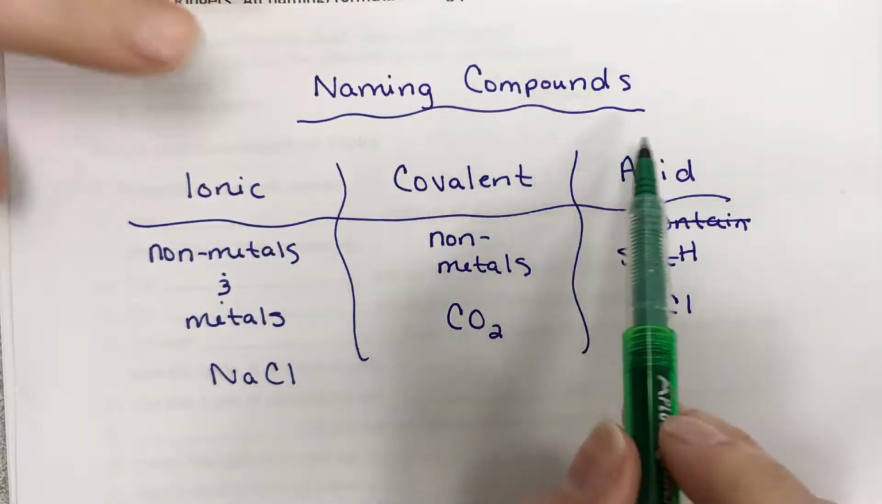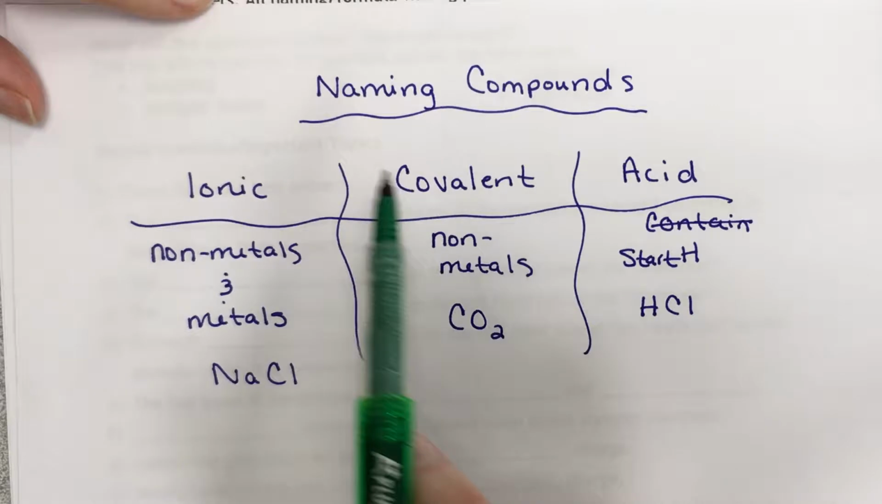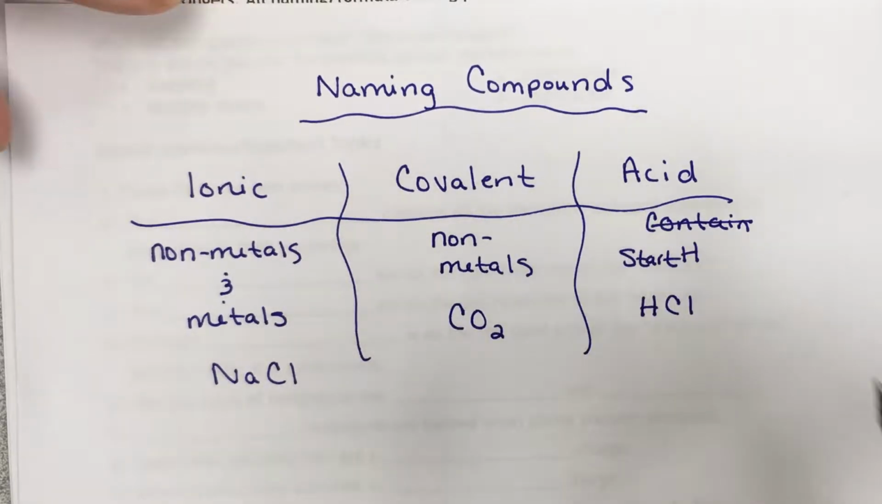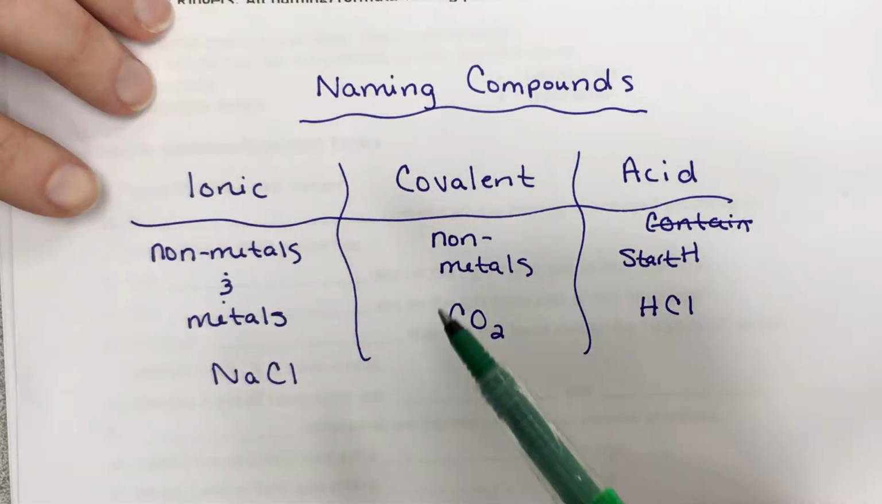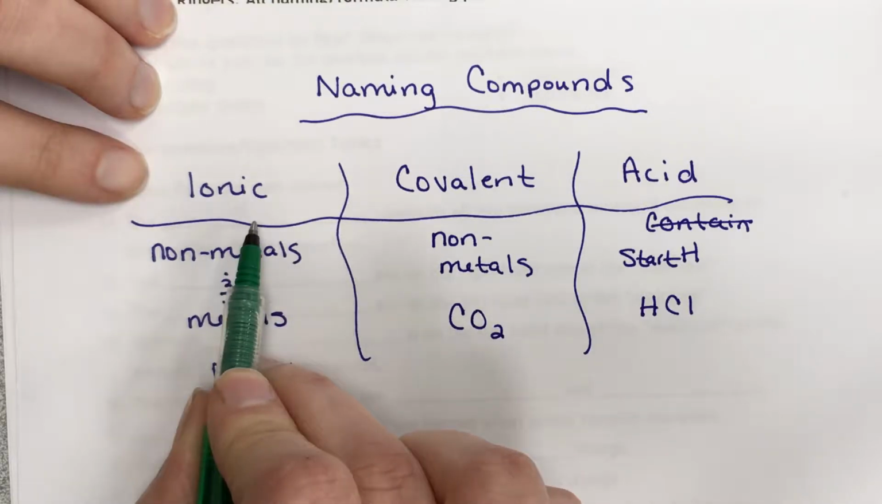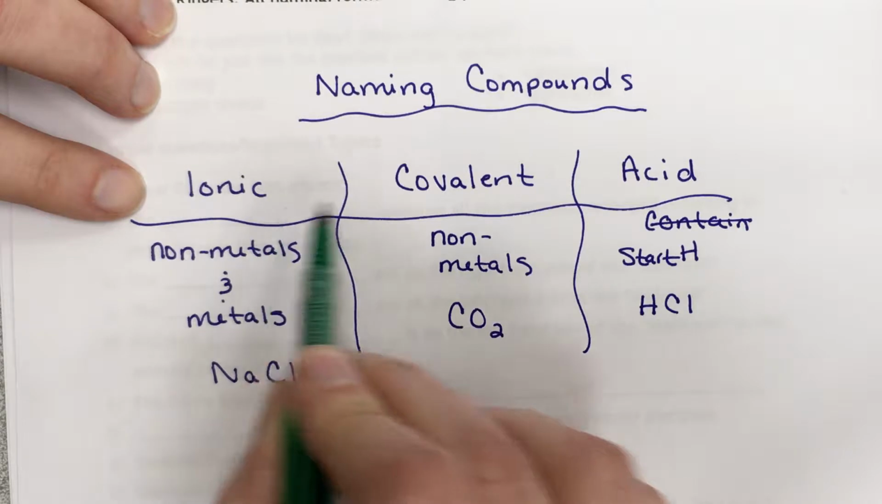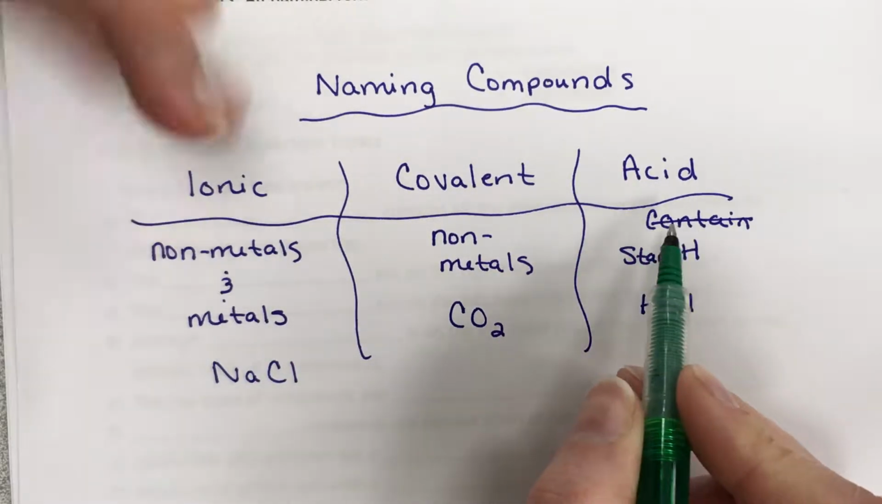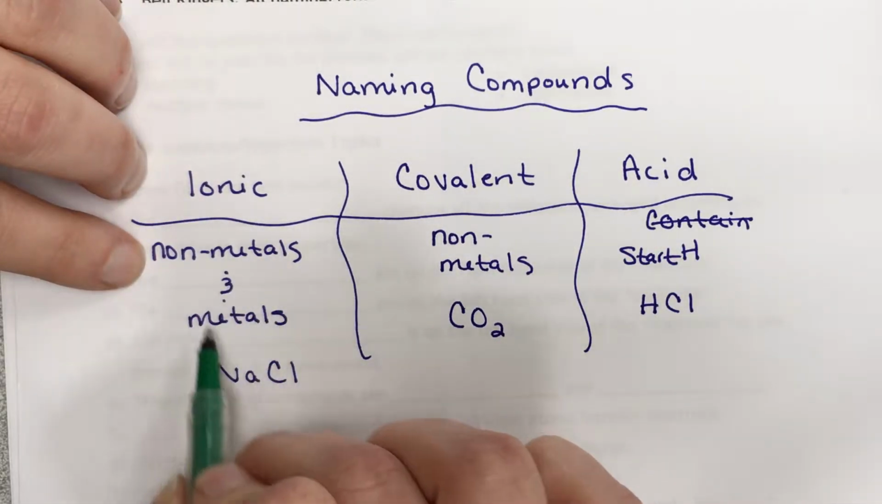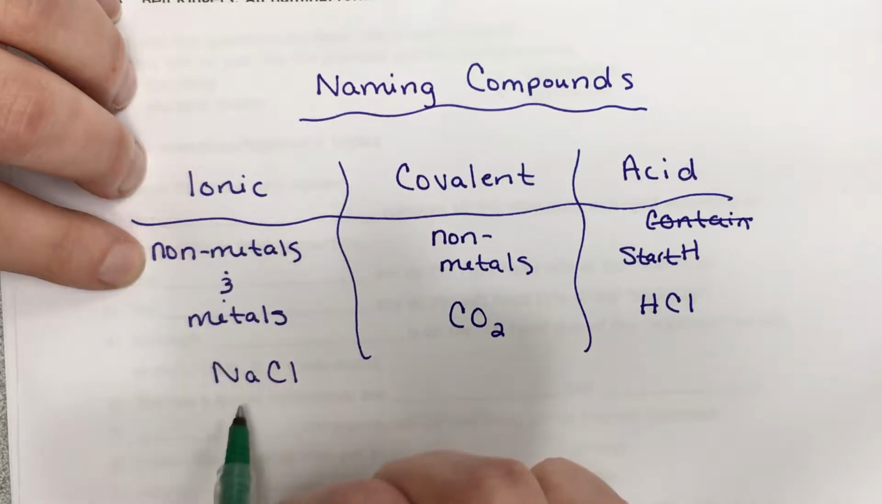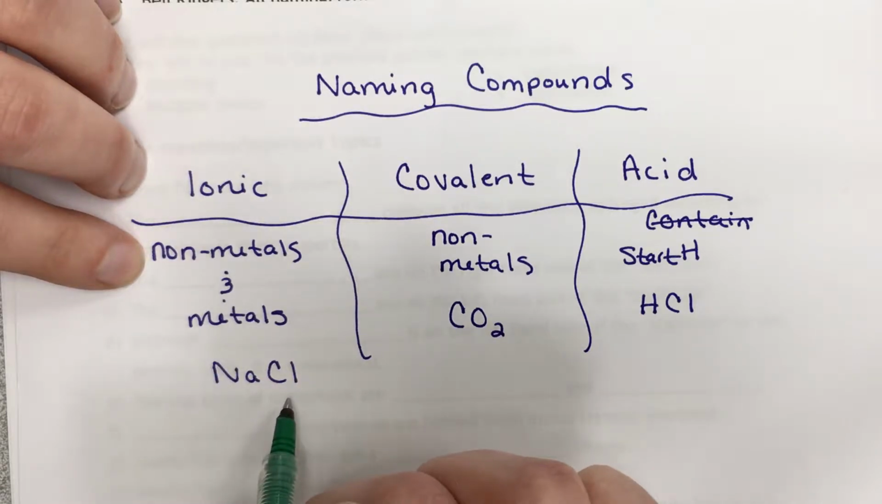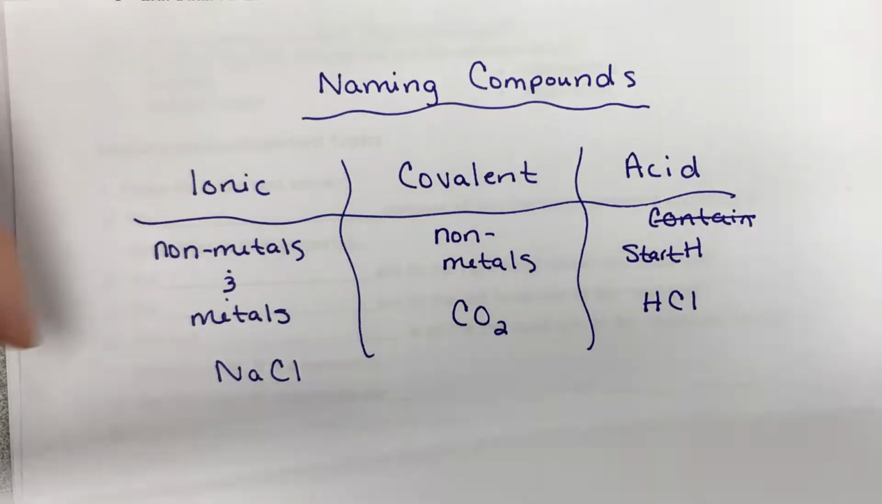So naming compounds is the topic. All we're doing on this test is naming ionic, covalent, and acid compounds. So first, whenever you're seeing these type of problems on the test, you need to decide whether it's ionic, covalent, or an acid. If it's ionic, you're going to see a nonmetal and a metal together. So for example, sodium and chlorine.